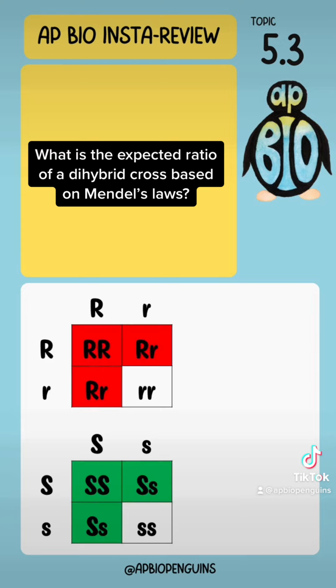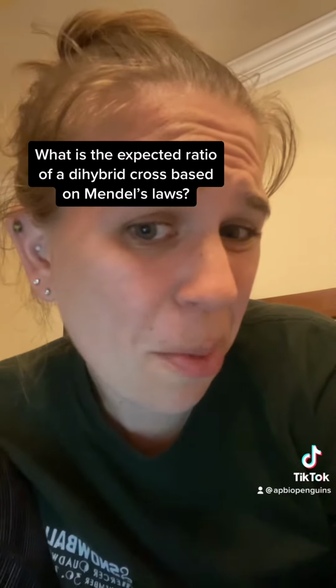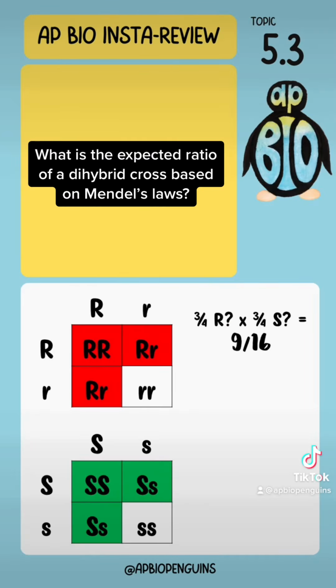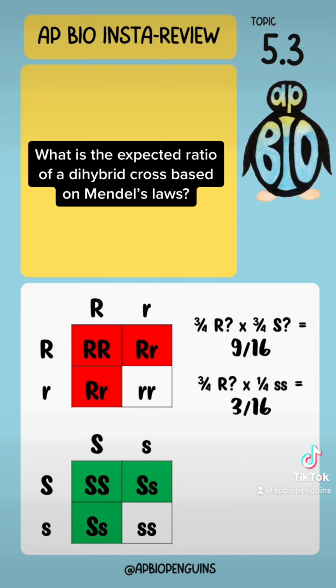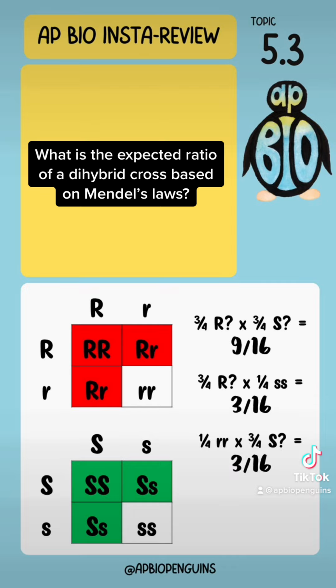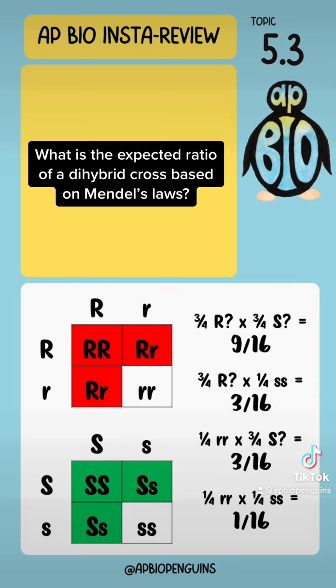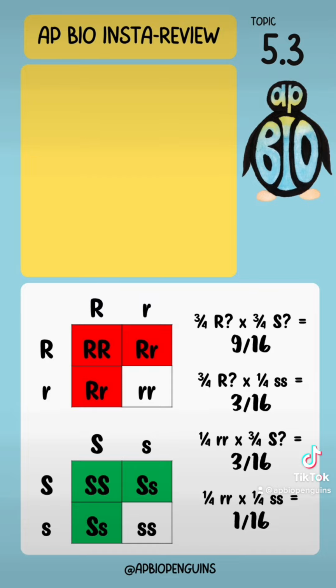You'll fill the Punnett square in the same way we did the last one. And you notice that we have a 3/4 chance of the dominant phenotype and a 1/4 chance of each of the recessive phenotypes. But we're not done with our math yet. So we're going to multiply. If you have a 3/4 chance of dominant R and a 3/4 chance of dominant S, you'll multiply 3/4 times 3/4, getting 9/16. Same thing here with 3/4 times 1/4, giving 3/16. 1/4 times 3/4, giving you 3/16. And 1/4 times 1/4, giving you 1/16. This gives a 9-to-3-to-3-to-1 ratio with a dihybrid cross.